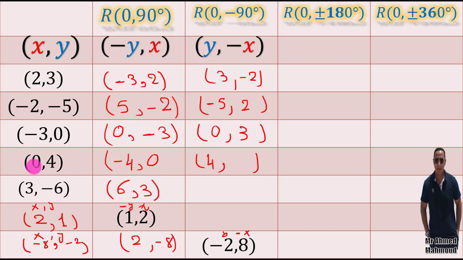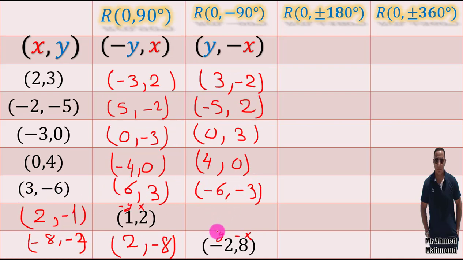and change the sign of 0, which does not change. So it will be 0 without change. 3 and negative 6, start with negative 6 and change the sign of 3 to be negative 3. With negative 1 and change the sign of 2, negative 2. 180, x and y becomes negative x, negative y as we see. So I just change the sign without switching the numbers.